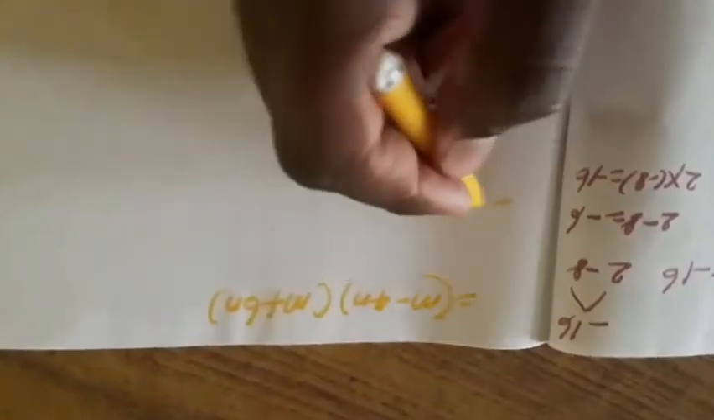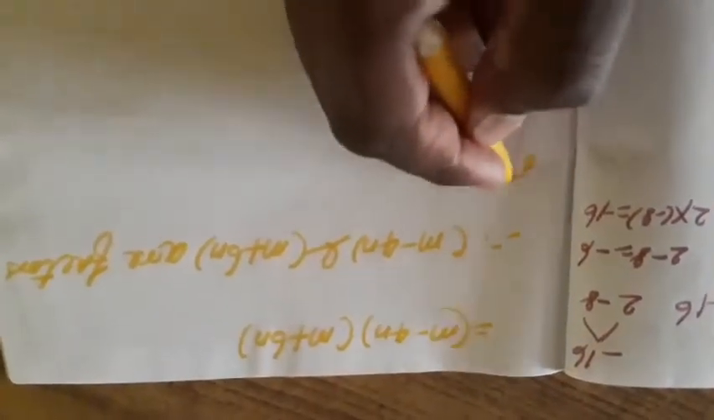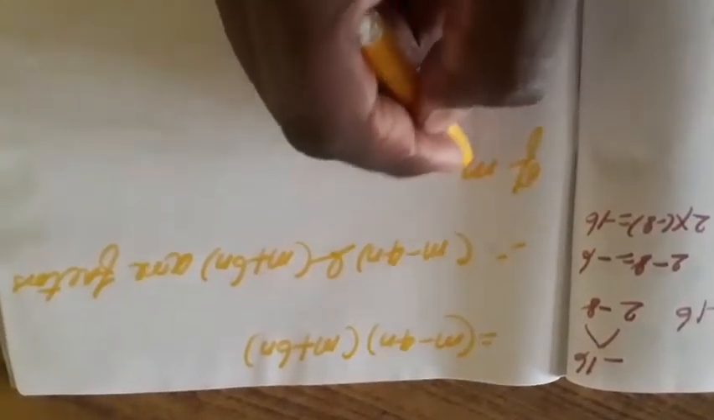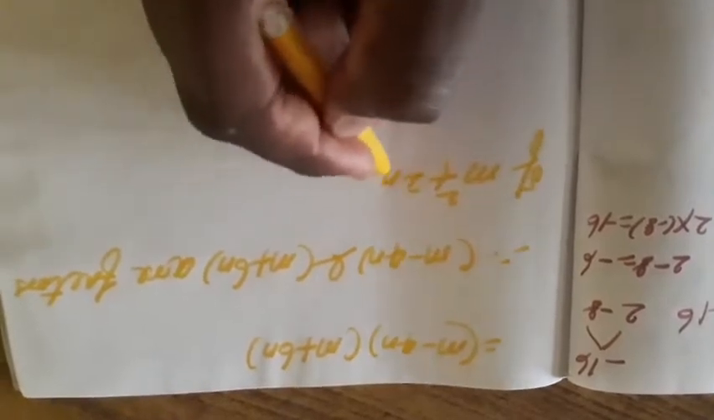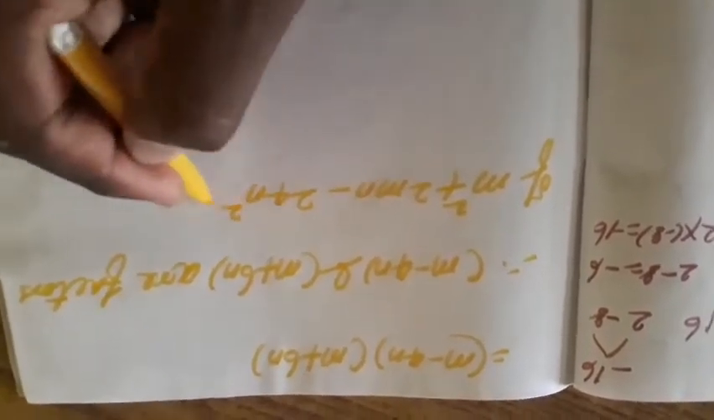Therefore m minus 4n and m plus 6n are factors of the question m square plus 2mn minus 24n square.